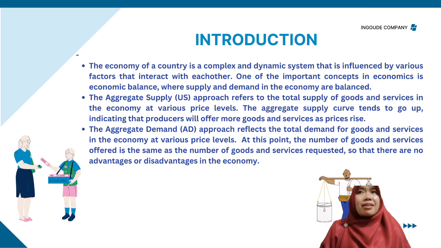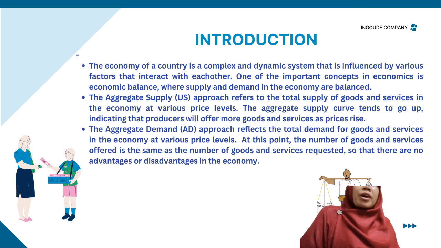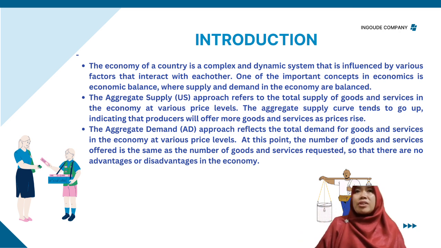The economic equilibrium point is reached when the aggregate supply curve and the aggregate demand curve meet. At this point, the number of goods and services offered is the same as the number of goods and services demanded, so that there is no advantage or disadvantage in the economy. Changes in factors such as government spending, investment, net export, or monetary policy can affect the aggregate supply and aggregate demand curves, thus shifting the economic equilibrium point.